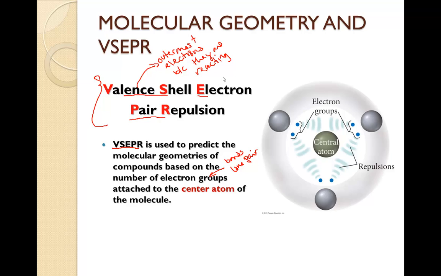Well, electrons are all negatively charged. They all have the same charge. And as you know, opposites attract and same charge repels. They try to get as far away from each other as possible. So what we're dealing with here is the outermost electrons, in which those electrons are trying to get as far away from one another as possible. And that's what it means by saying valence shell electron pair repulsion.